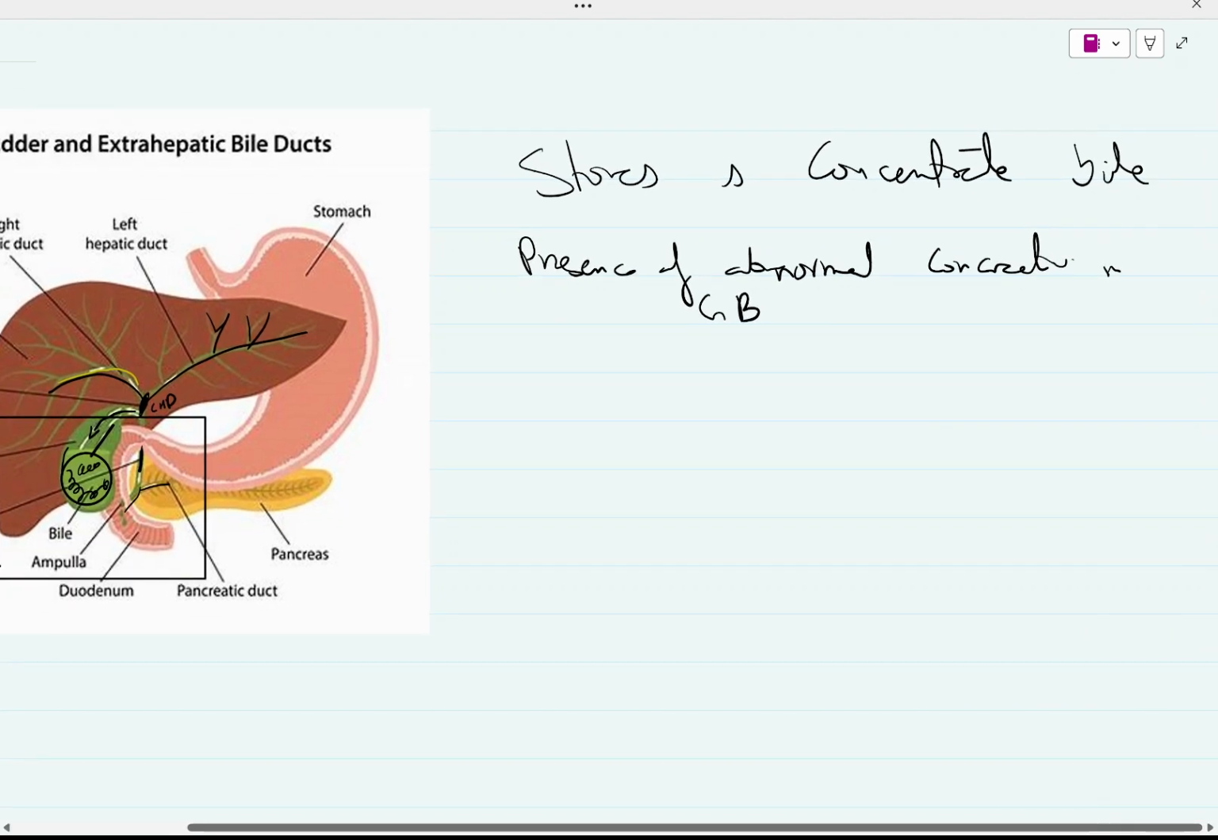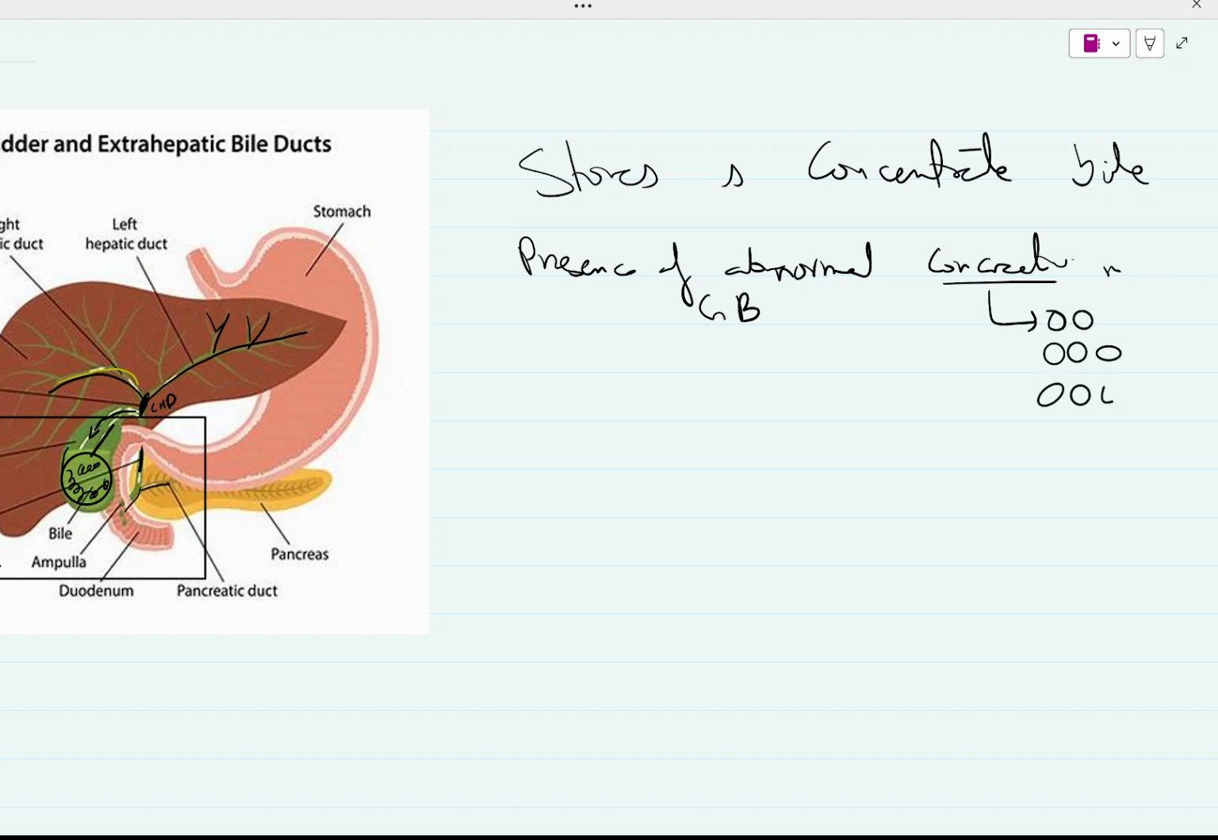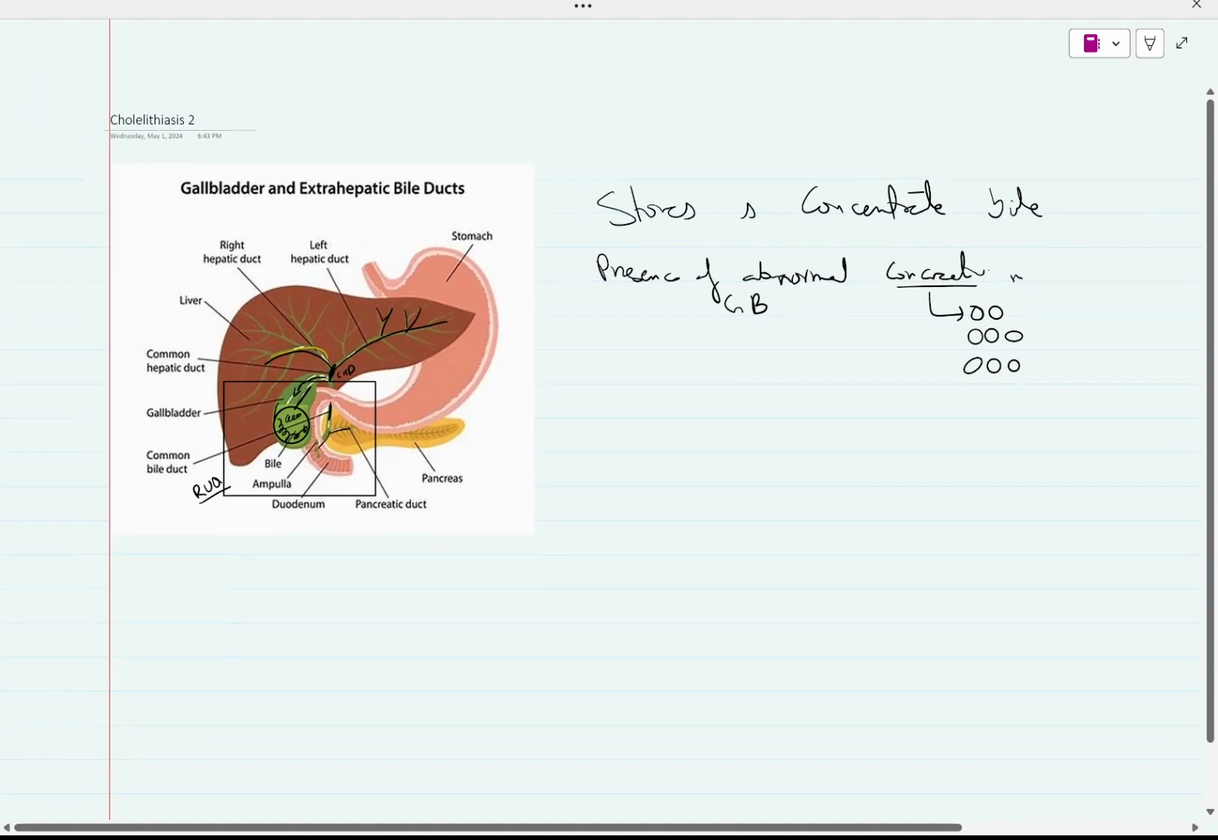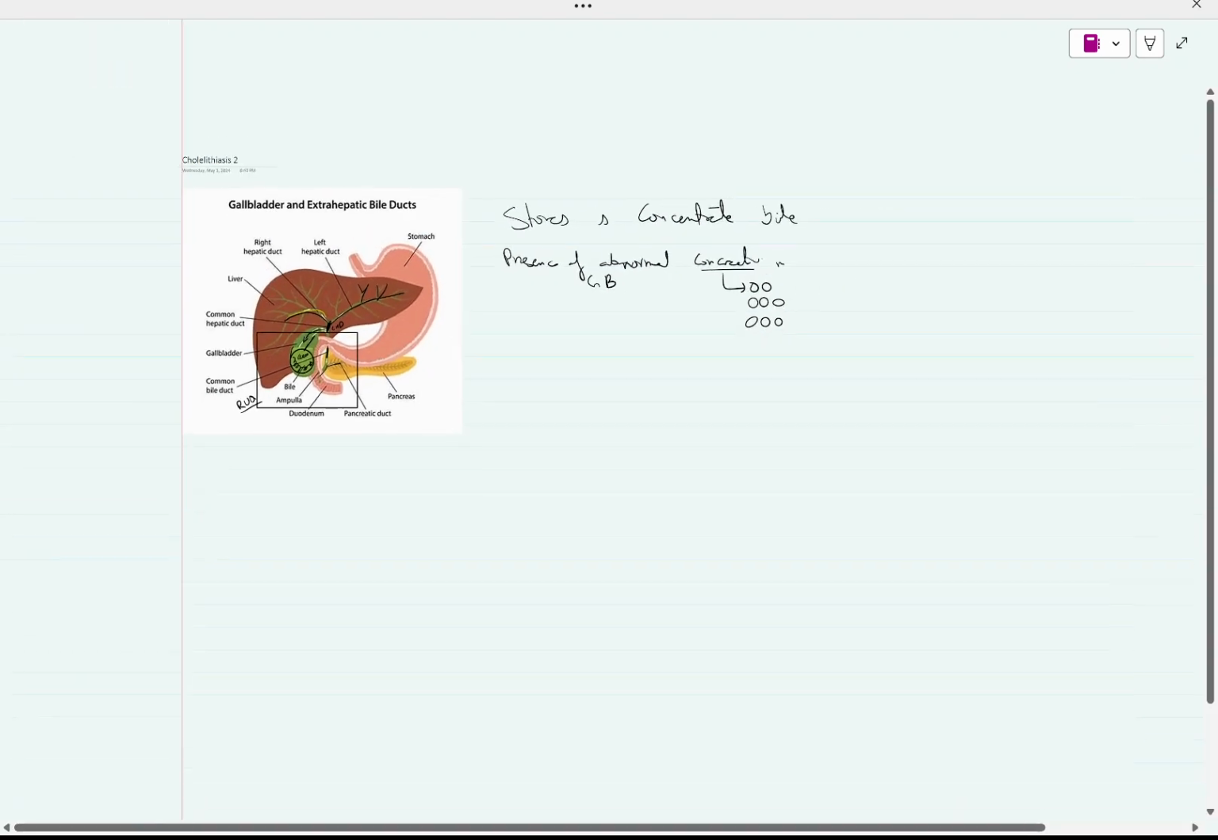So what happens when there are abnormal concretions in the gallbladder? We can say concrete stones, stones of bile containing cholesterol, RBCs, pigmented stones or mixed stones, any kind of stone. We are going to discuss this in a later section of this video.